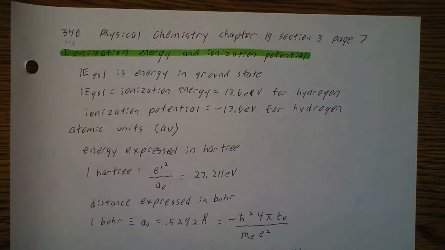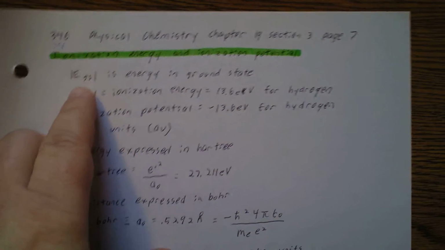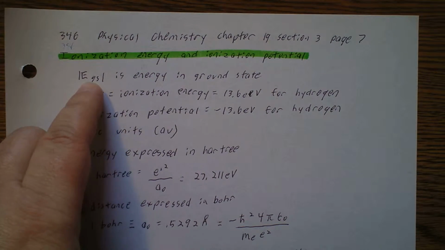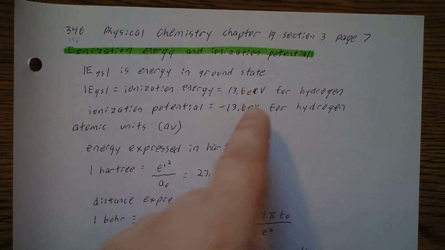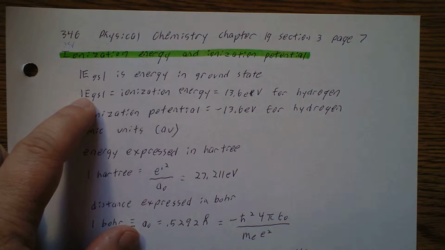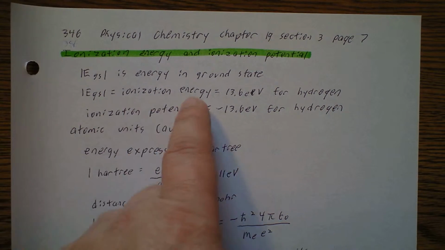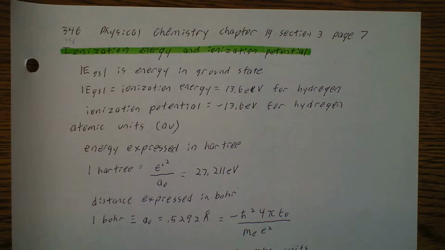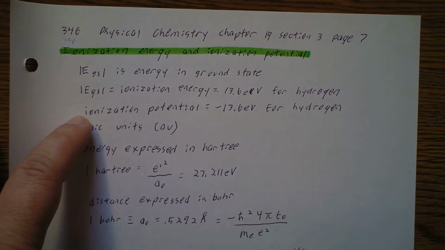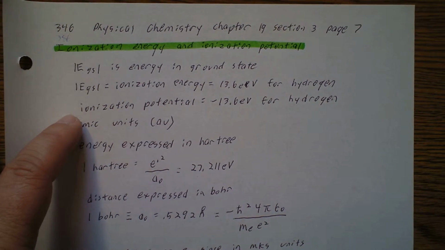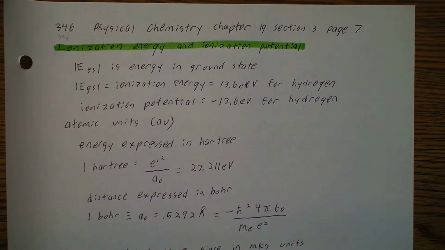Continue on Physical Chemistry, Chapter 19, Section 3. Now we're in the second half of Section 3. We're going to talk about ionization energy and ionization potential. Let's say we have the absolute value of the energy in the ground state. So absolute energy of the ground state, that's also the ionization energy. In the case of hydrogen, that'd be 13.6 electron volts. So we say the ionization potential is negative 13.6 electron volts for hydrogen.